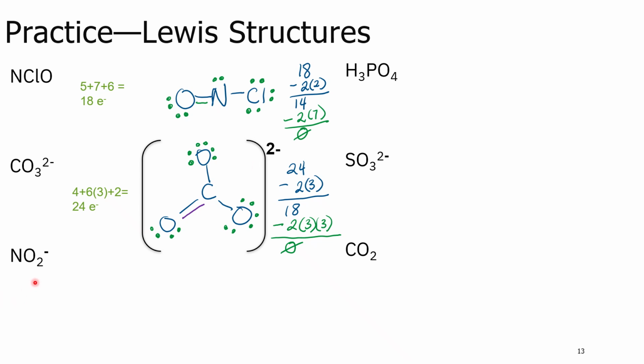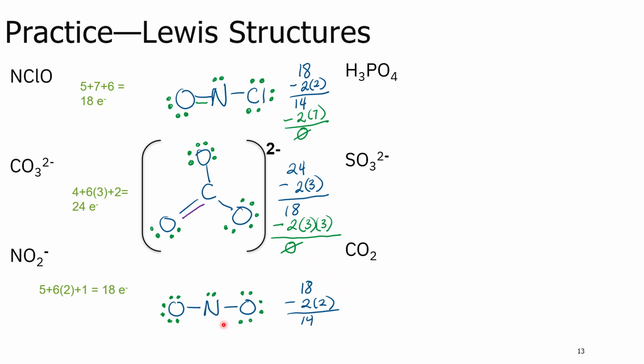Now let's draw the nitrite ion, NO2 negative. There are 18 electrons. Nitrogen is the center atom, with 2 oxygen atoms attached by single bonds. After distributing the electrons to the oxygen atoms, place the remaining electrons on the nitrogen. Nitrogen still does not have a complete octet.